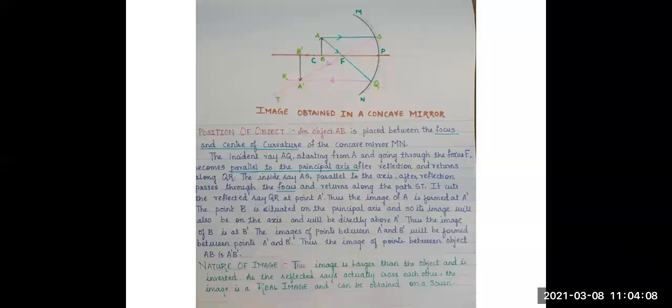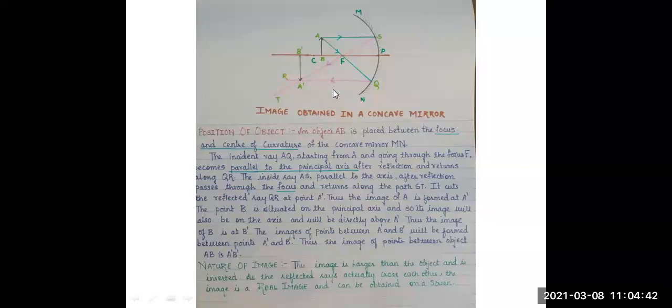Again, I'll explain it in short by reading these lines. The incident ray AQ, starting from A and going through the focus F, becomes parallel to the principal axis after reflection and returns along QR.